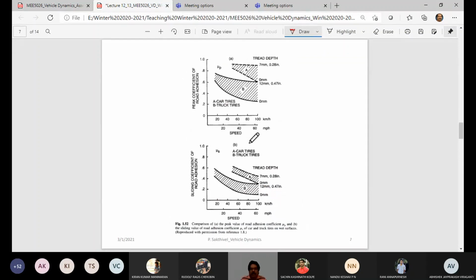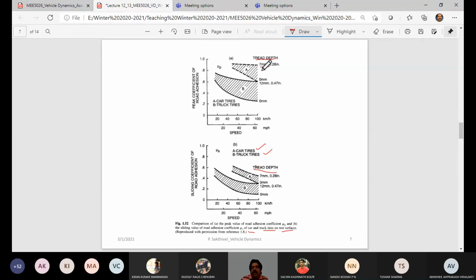Here, this is again a comparison of the peak value of the road adhesion coefficient and the sliding value of the road adhesion coefficient for car and truck tires on a wet surface. A is for car tires, I suppose. Yeah, car tires. B is for truck tires. So the standard region by A, if you look at tread depth, which is one of the design aspects. The tread depth will decrease with the usage of your tire. As the wear of the tire takes place, the depth will decrease. That is the depth of the groove from the outer surface, you can say tread depth.